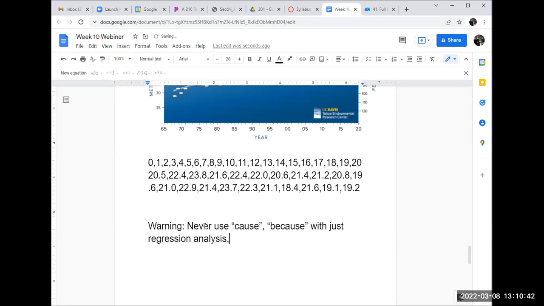Does that mean that the X cannot cause the Y? No, it doesn't mean that either. It just means that if you only have regression analysis and that's all you have, that's not enough. Let me give you an example.